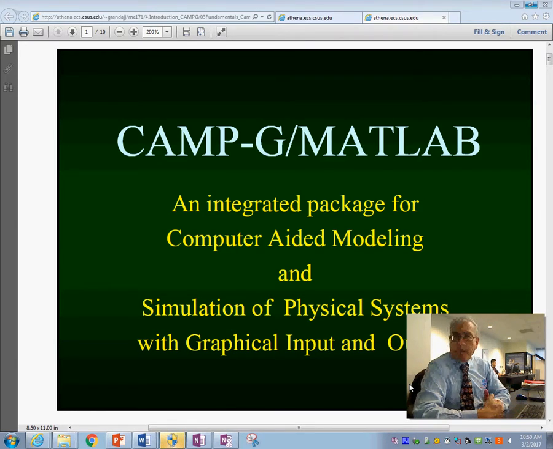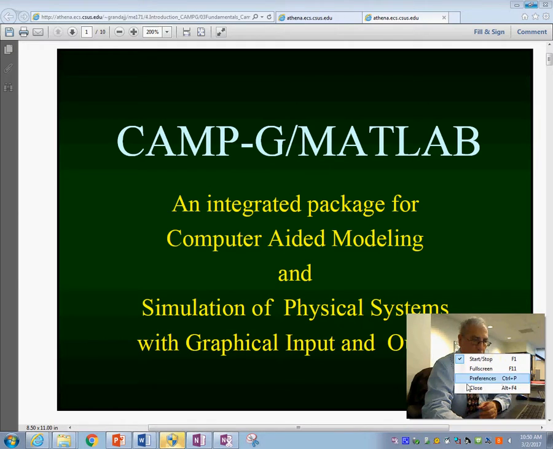What is CAMG? That is the topic of today's discussion. CAMG stands for Computer Aided Modeling Program with Graphical Interface. That's what CAMG means. And this program works with MATLAB. And the CAMG delivers the computer models to MATLAB in such a way that MATLAB can perform the simulation. So in that way, it's a modeling software and like a preprocessor.